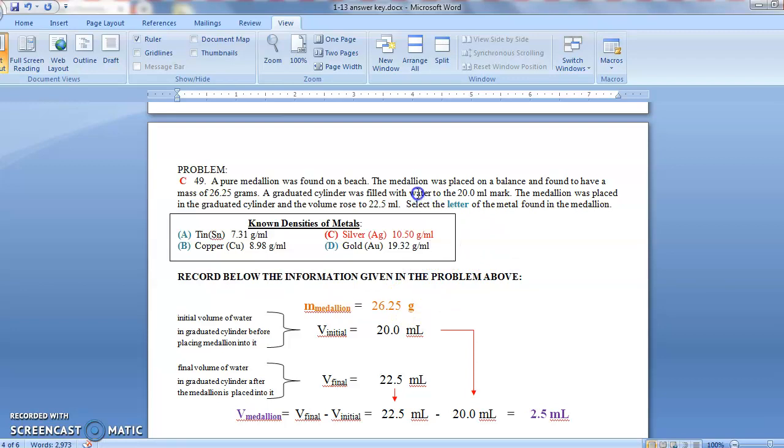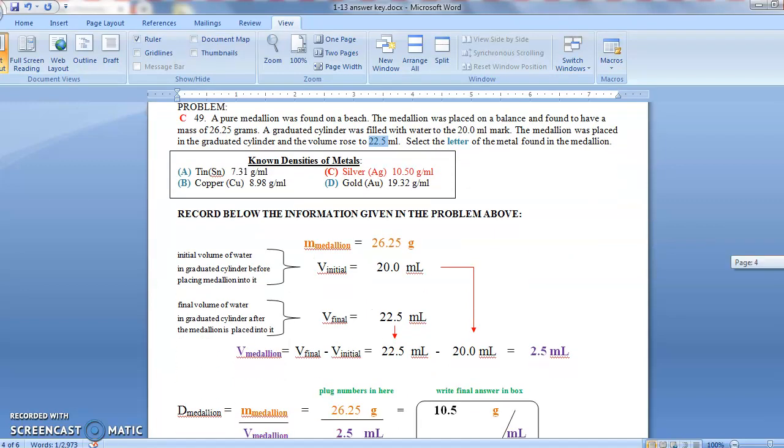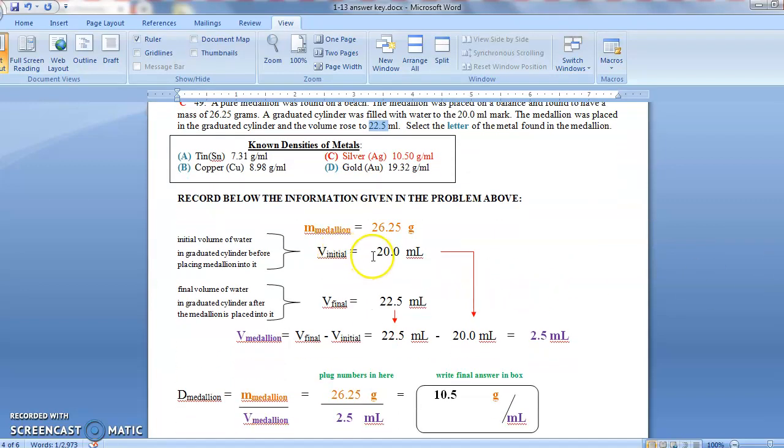An object will displace its own volume when it's placed in water. So they filled a graduated cylinder to the 20 milliliter mark. Then they carefully placed the medallion in the graduated cylinder and the water went up to the 22.5 milliliter mark. So to find the volume of that medallion, the initial volume in the graduated cylinder was 20. The water went up to 22.5 when you dropped the medallion in there. So it went from 20 up to 22.5.